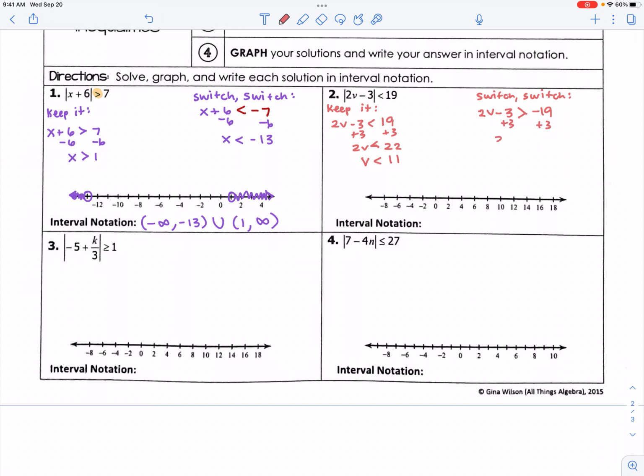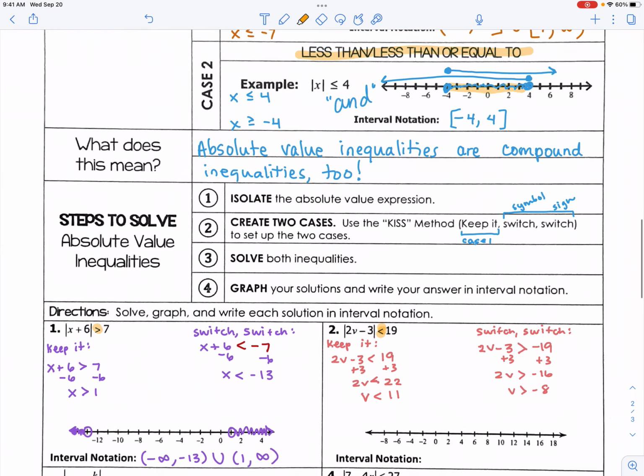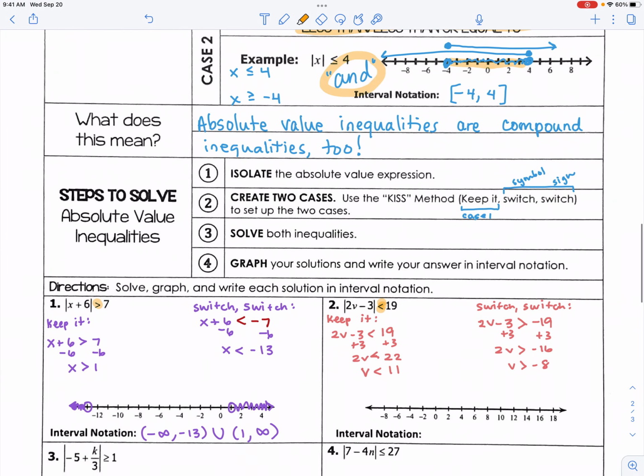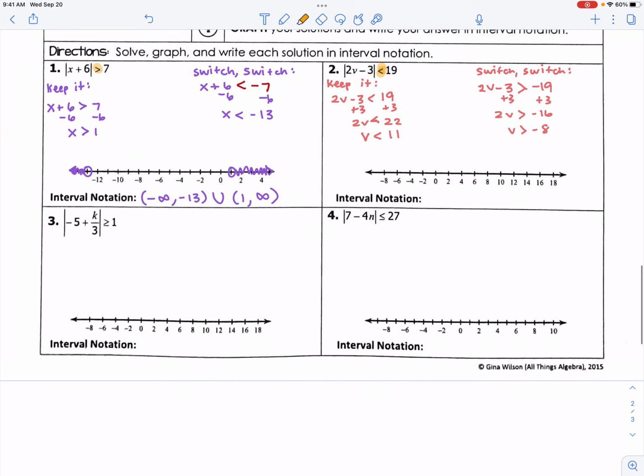For my other case, we add 3 to both sides. We get negative 16. Divide both sides by 2. We get v is greater than negative 8. Now, according to this, since it's a less than, it should be an and statement. So we should have a sandwich here. We should have an overlap.